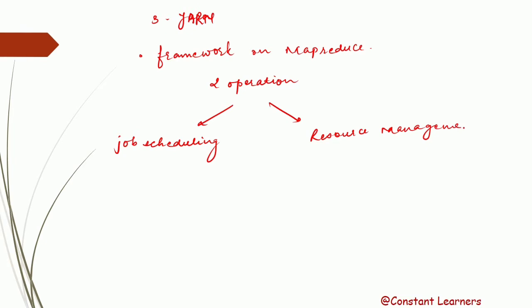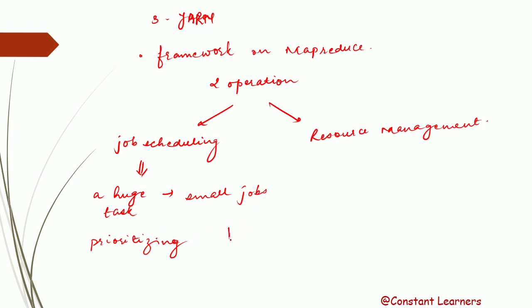Okay, resource management. Now job scheduling means what? Job scheduling means it divides a huge job into smaller jobs. So job scheduling reduces a huge job or a huge task into smaller jobs, and it also helps in prioritizing. That means it decides which job needs to be performed first and which job can be performed afterwards, because sometimes the output of one processing can be used as an input of another process.